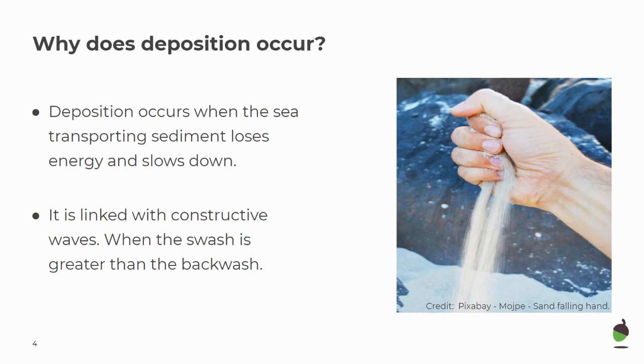There are lots of things that could cause a loss of energy. It could be that the wind dies down. It could be in a sheltered bay. It could be that we enter shallower water.